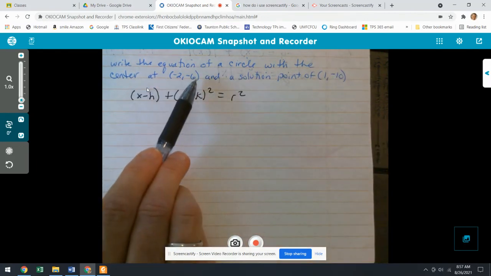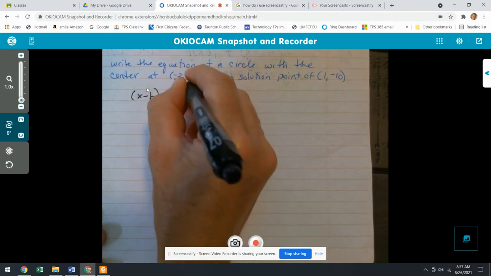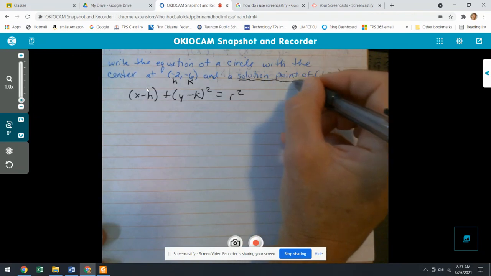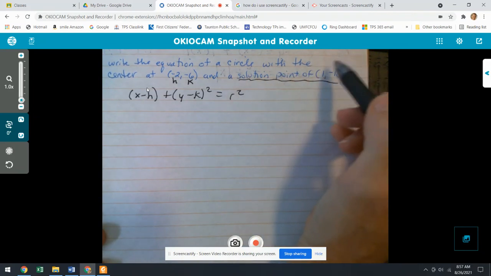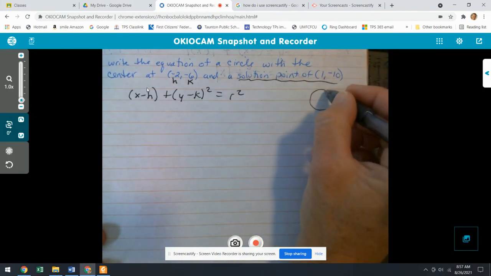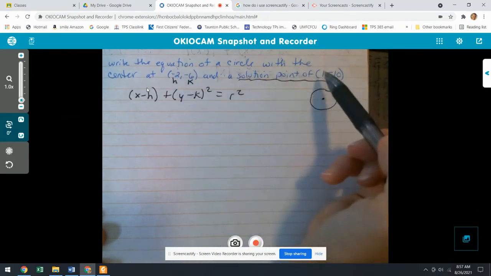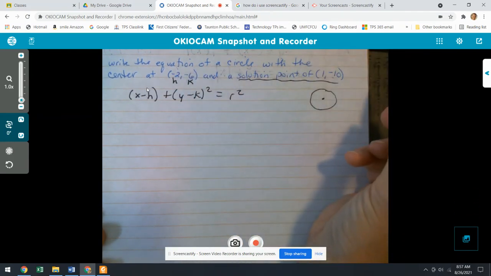We have the center at (-2, -6). I like to label things as I go. That's h and k. And this solution point, that's just a fancy way of saying, hey, this point is on the circle. So it's on the outside of the circle. We know the center. So what we're going to do is take these 2 points and find the distance between us, and that will give us the radius.